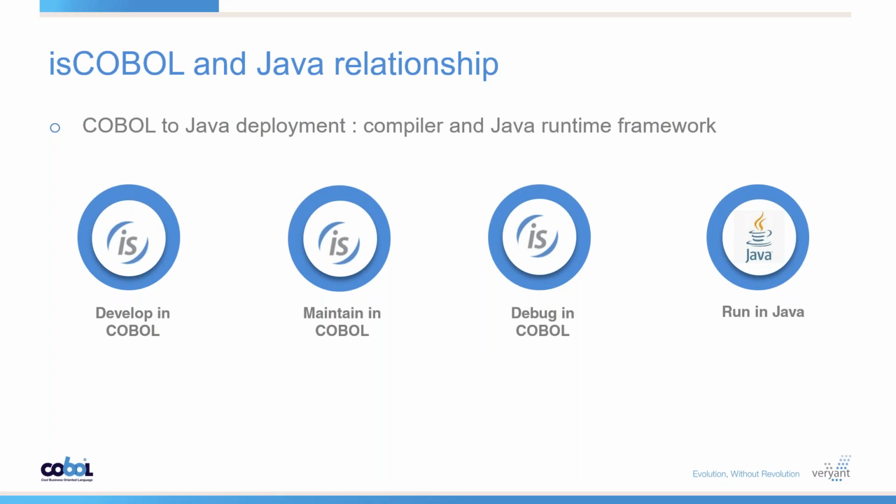The isCOBOL compiler compiles your COBOL to Java classes transparently. It's still COBOL as far as the COBOL developer is concerned. Veryant takes care of the Java seamlessly and invisibly. isCOBOL compiles in 2 stages, COBOL to Java code, and then Java code to a Java class. And we have a framework that is used by the Java runtime to run the program. This means that you develop in COBOL, maintain in COBOL, debug in COBOL, but you run in Java.